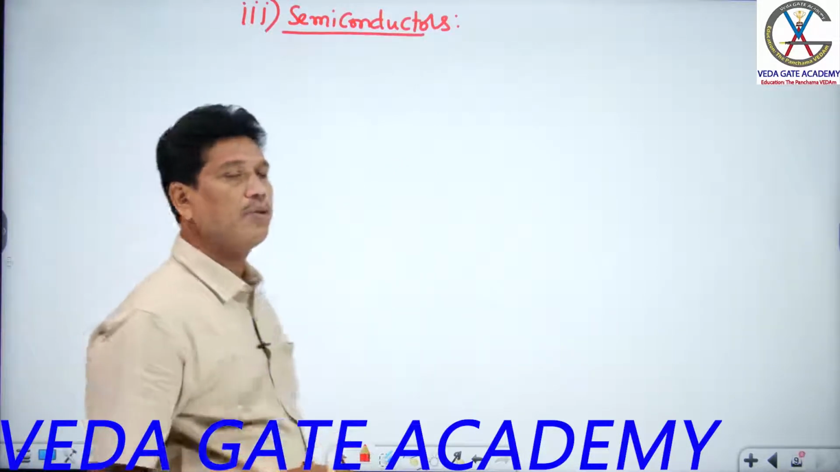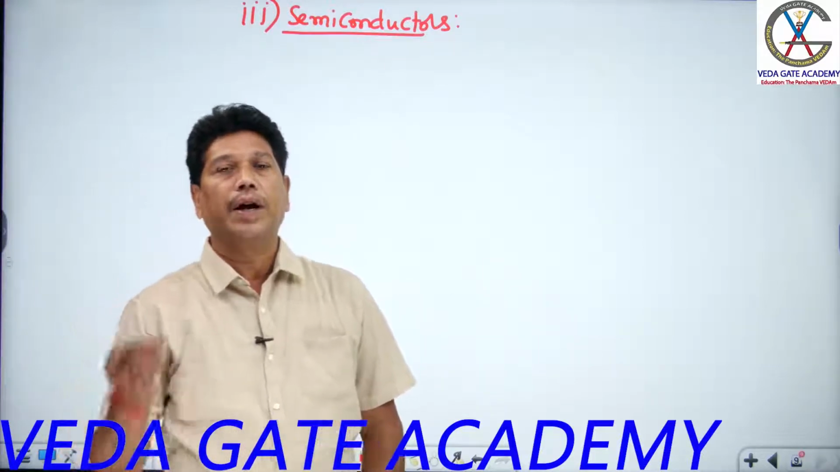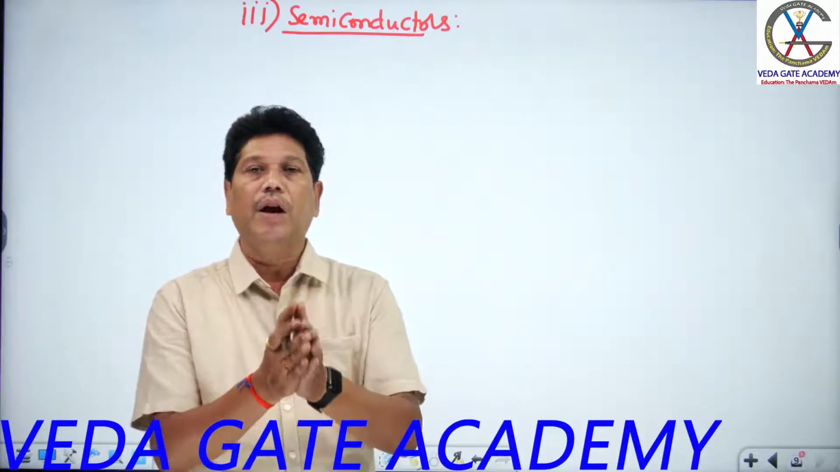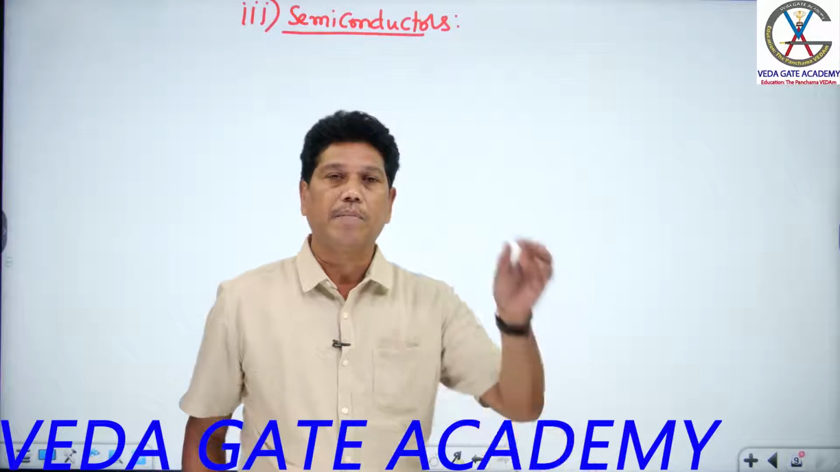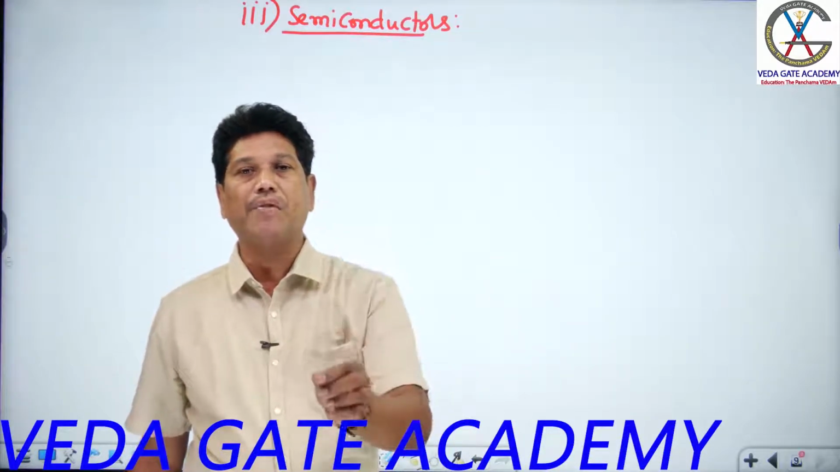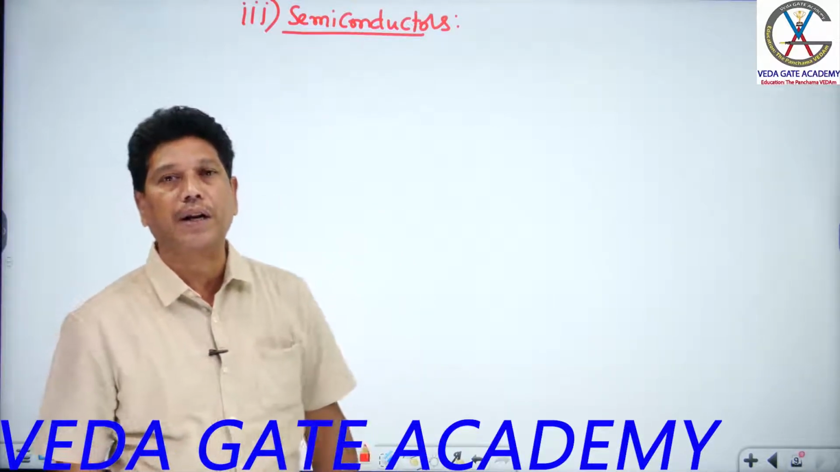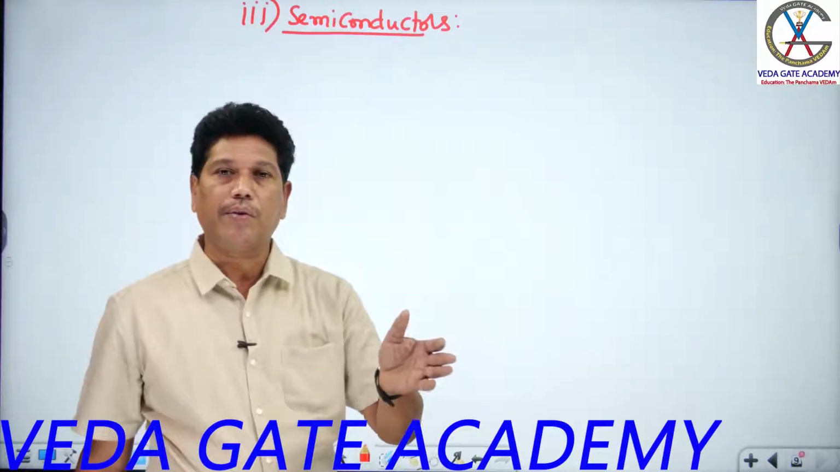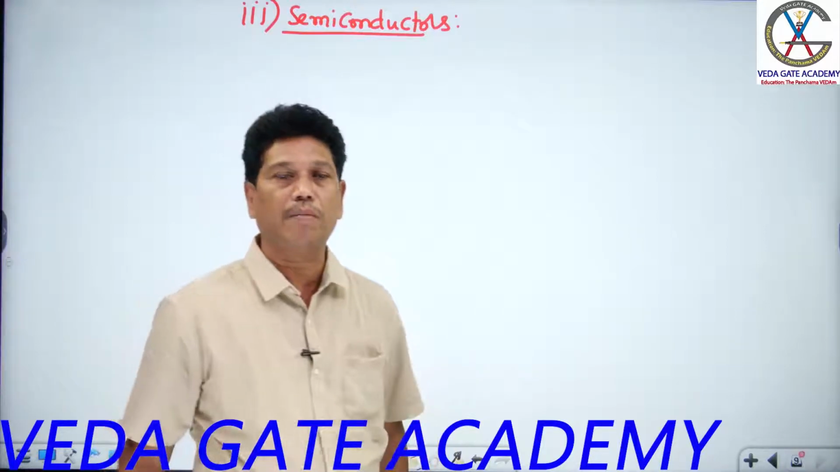Now I can examine semiconductors, students. What is a semiconductor? A semiconductor is a body whose electrical conductivity lies in between conductor and insulator. That is called a semiconductor. In the case of a semiconductor, the electrical conductivity is more as compared to an insulator and less as compared to a conductor. Confirm now, students?